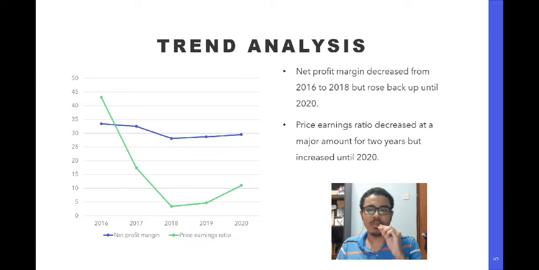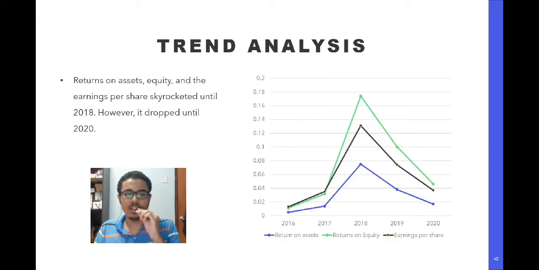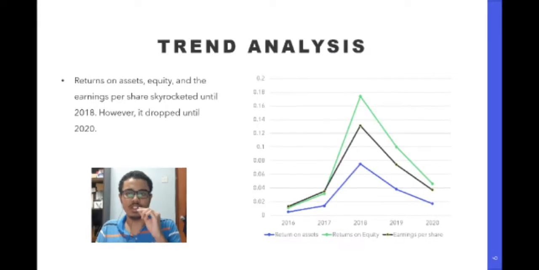The net profit margin, however, decreased from 2016 to 2018, but then it rose back up until 2020. The price earnings ratio also has a major decrease for 2 years, until it managed to rise back up in 2020. The returns on assets, equity, and the earnings per share skyrocketed until 2018. However, they also experienced a major drop until 2020.